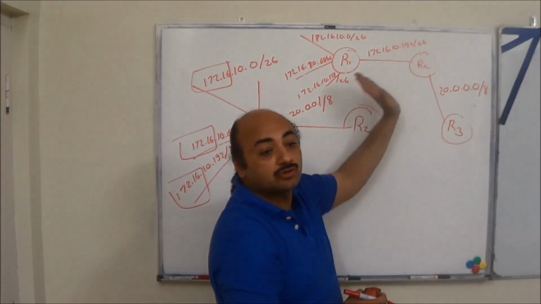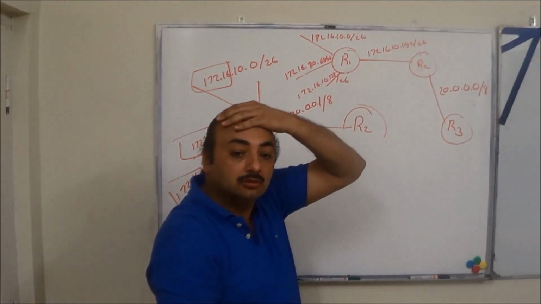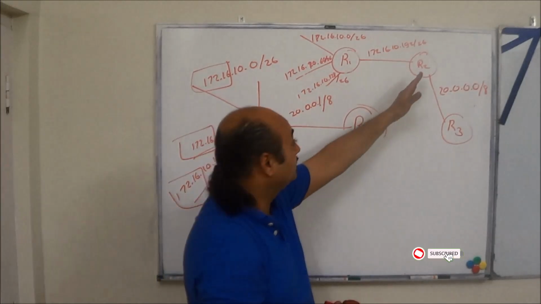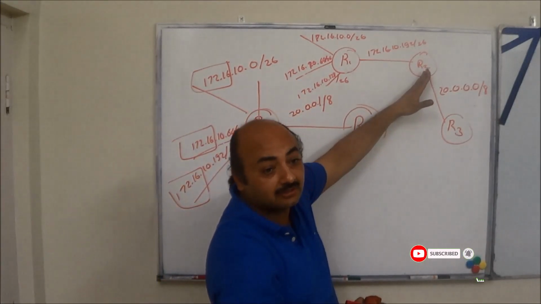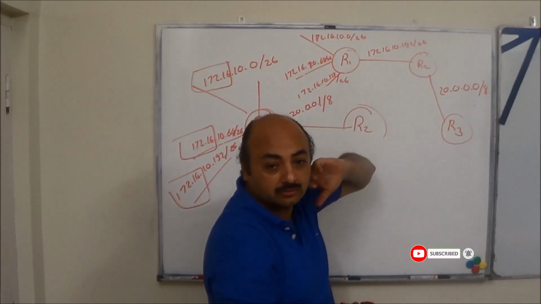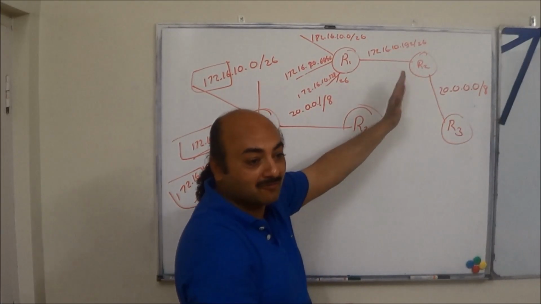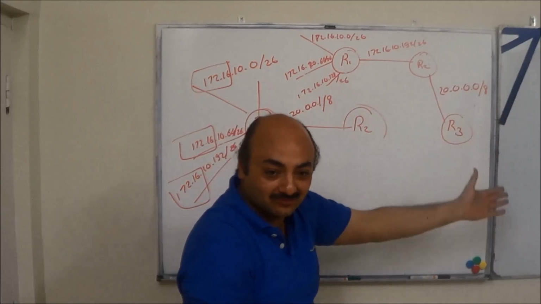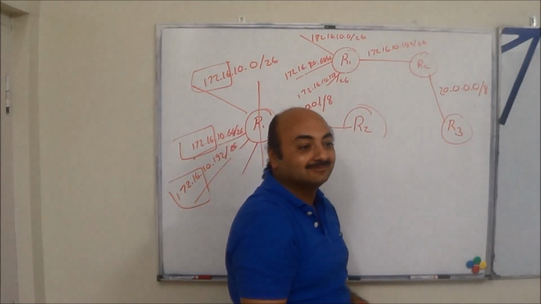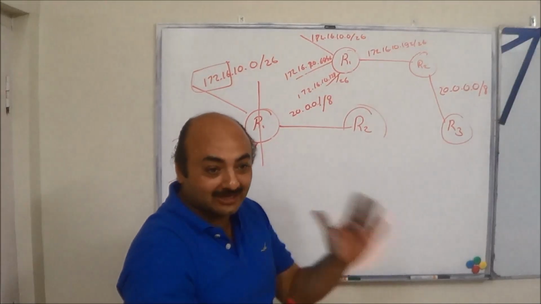On the network boundary. Wherever the network has a boundary, there summarization will automatically take place. The network part will get summarized.